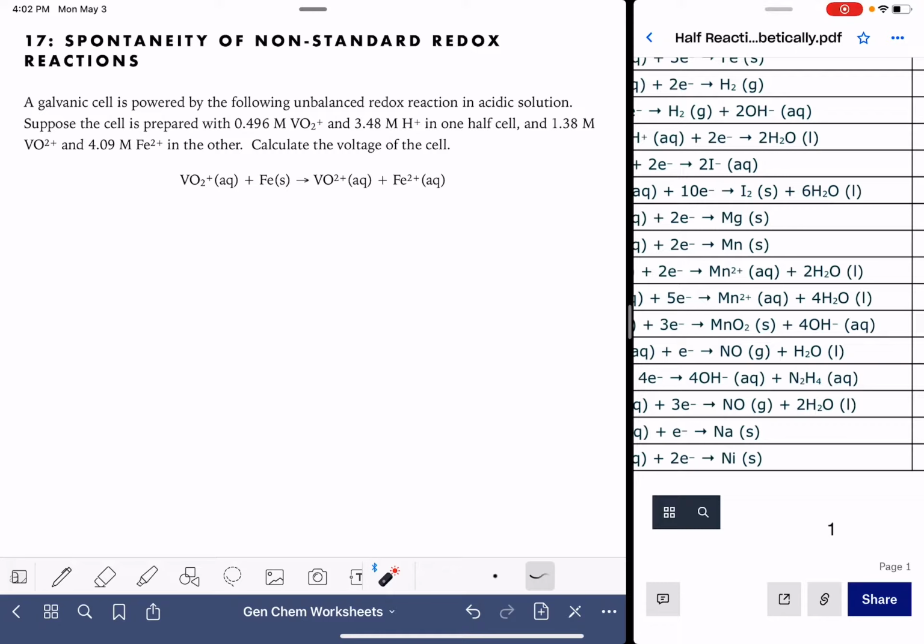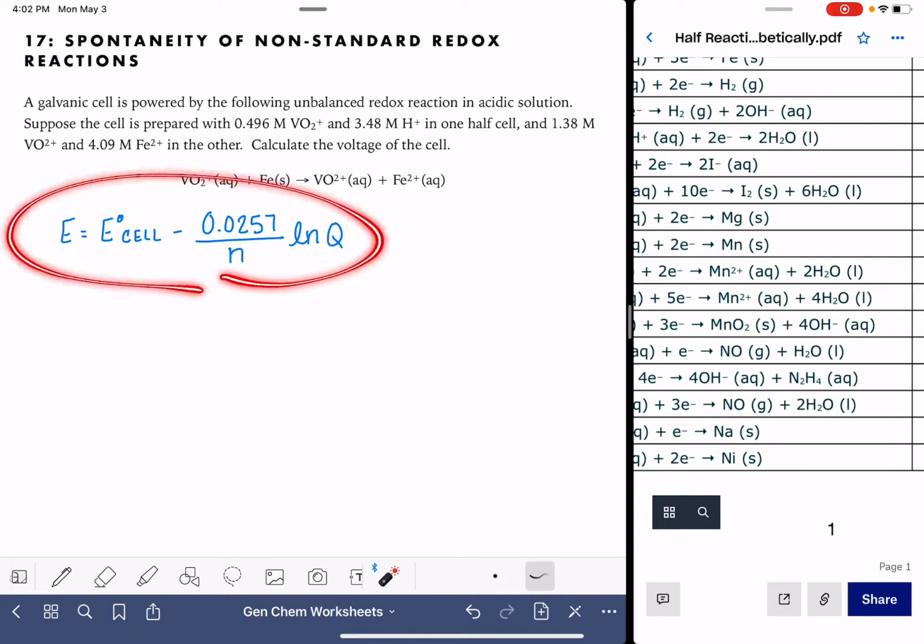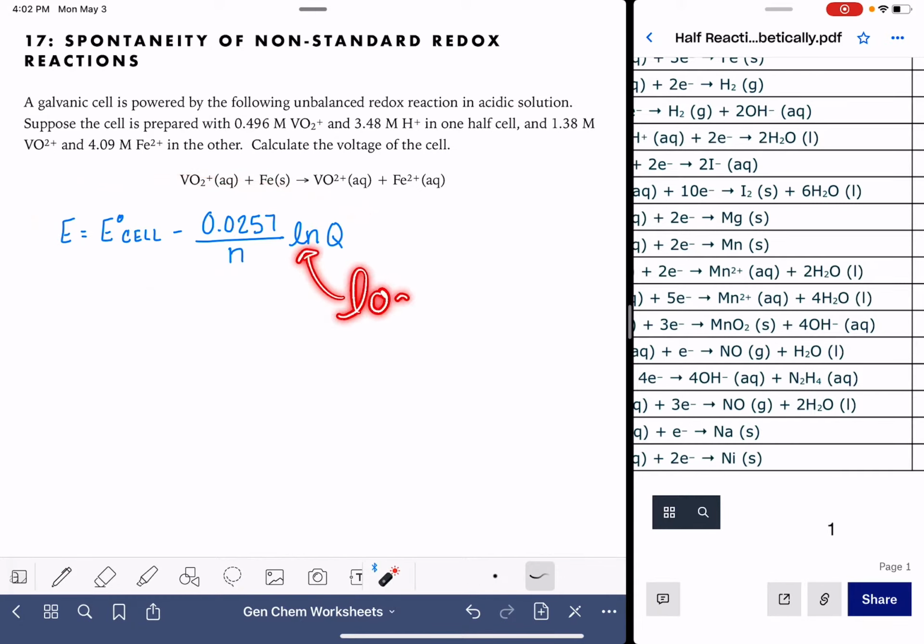So to calculate the voltage of a non-standard cell, we will use the Nernst equation, which says that E, which is non-standard, is equal to the voltage of the cell if it was standard minus 0.0257 over N. I'll talk about what N is in a second, times the natural log of Q. Now there are actually 2 different versions of this equation. One of them uses a log, not a natural log, and in that equation, this number is a little bit different.